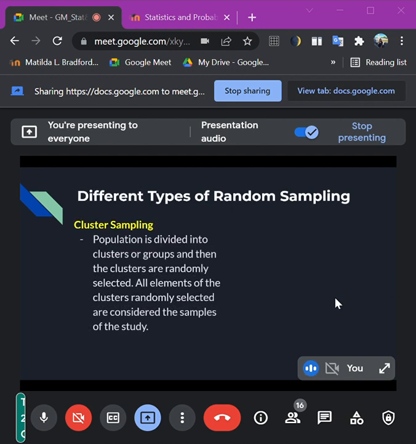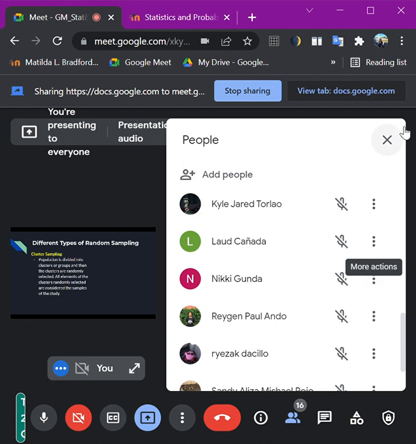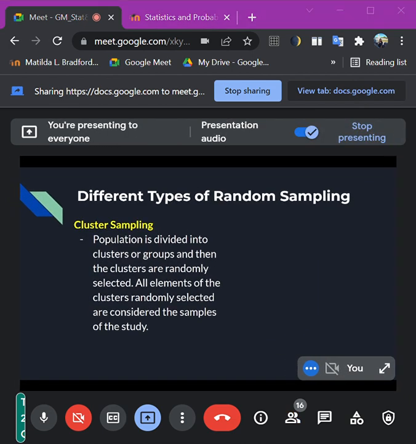We have here cluster sampling. Please read, Lord. Population is divided into clusters or groups, and then the clusters are randomly selected. All elements of the clusters randomly selected are considered the samples of the study. Okay, so the population is divided into clusters or groups. Unlike the strata earlier, which had a basis, here you just divide your population into groups. And then you randomly select.